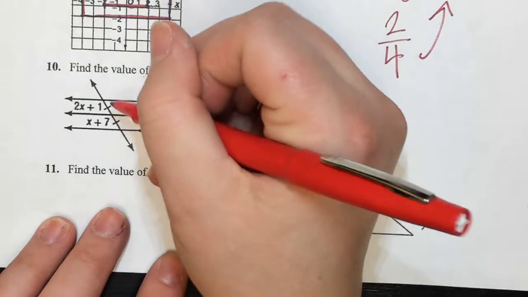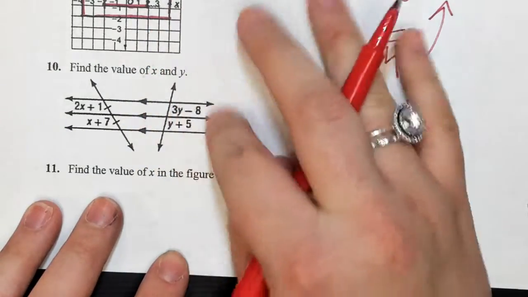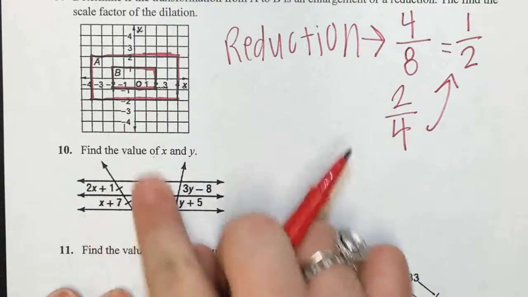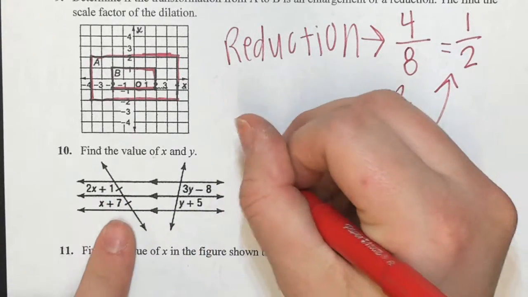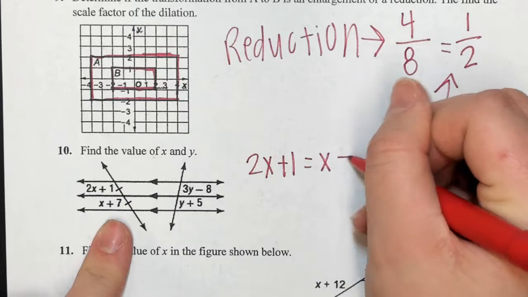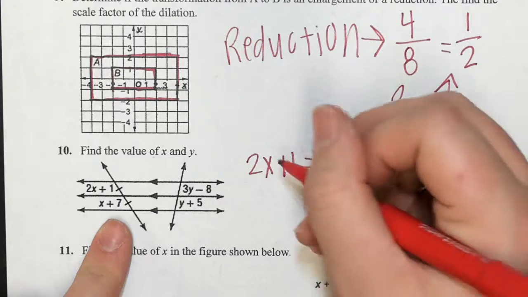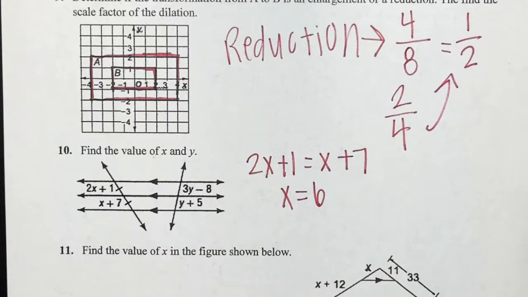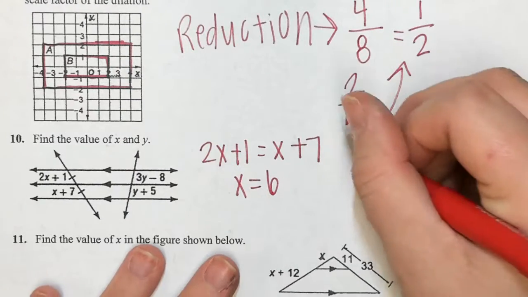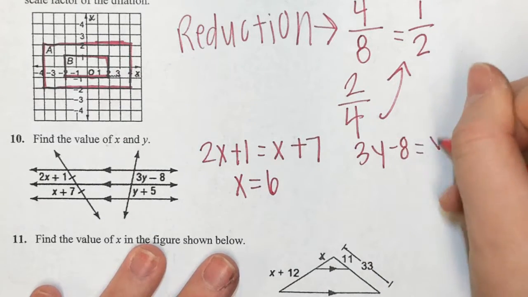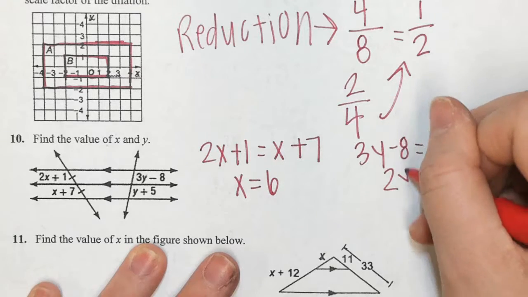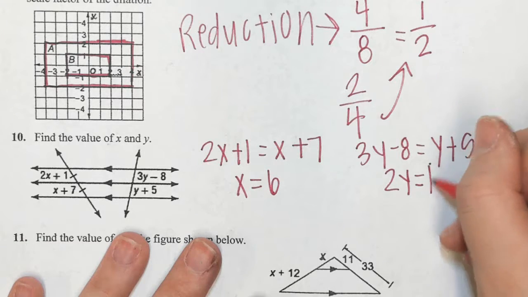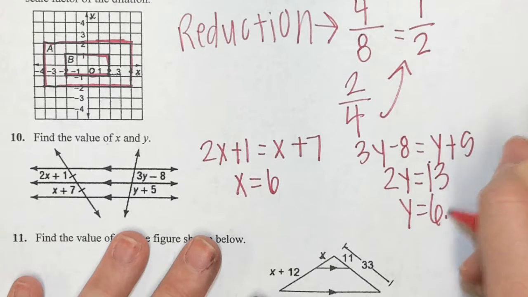Number 10, if I know these two are congruent, then so are the y's. So for these, you just set them equal to each other. 2x plus 1 equals x plus 7. Subtract x over, subtract 1 over, so you get x is equal to 6. Other side, 3y minus 8 is equal to y plus 5. Subtract y, you get 2y. Add 8, you get 13. 13 divided by 2, 6.5.